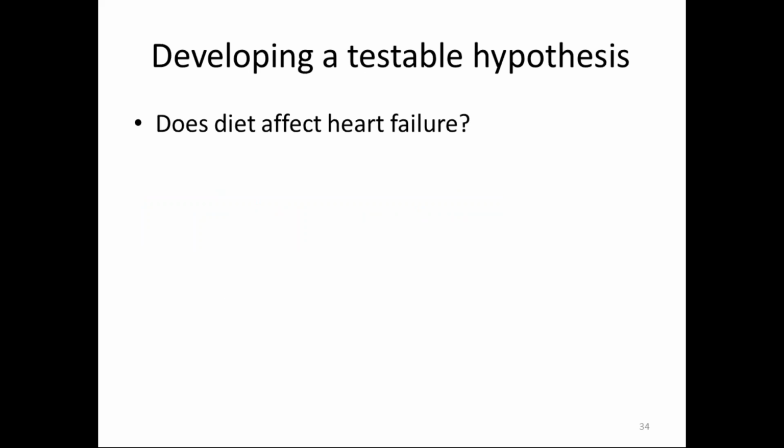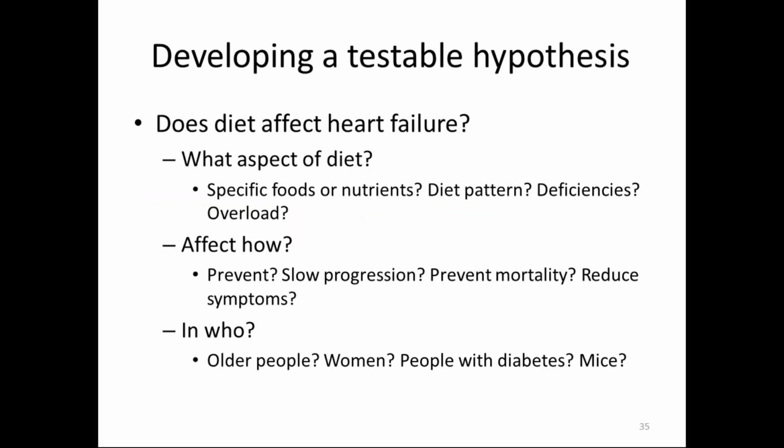So the next topic is developing a testable hypothesis. In my postdoc, I was working on the effects of diet on heart failure, which is not a paper, not a postdoc, it's a whole career. Because to develop a hypothesis that you can actually get your arms around, you need to be a lot more specific, right? So what aspects of diet? We're talking about specific foods, nutrients, diet patterns, deficiencies, overloads. Affects how? Are we talking about preventing, slowing progression, preventing mortality, reducing symptoms? And then in who? So we need to specify our population.